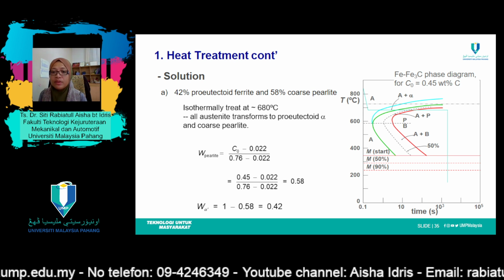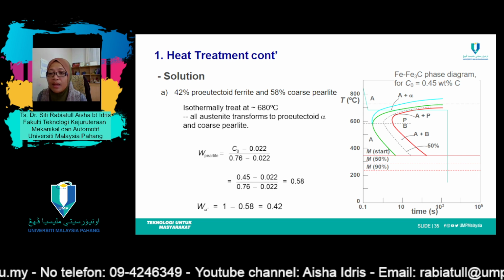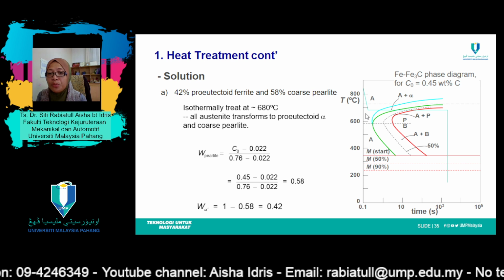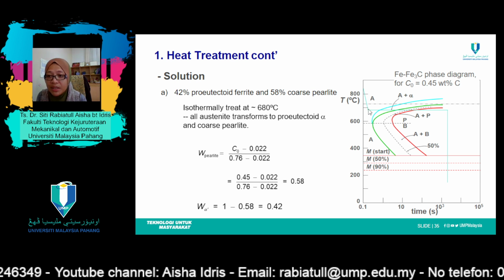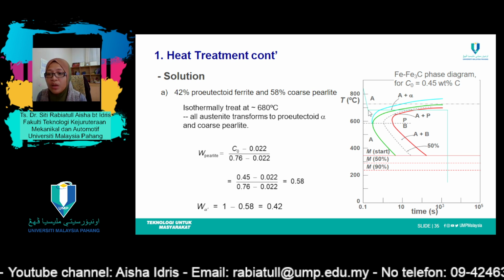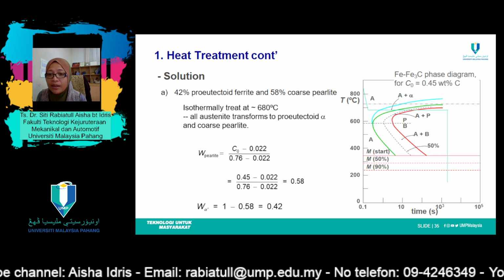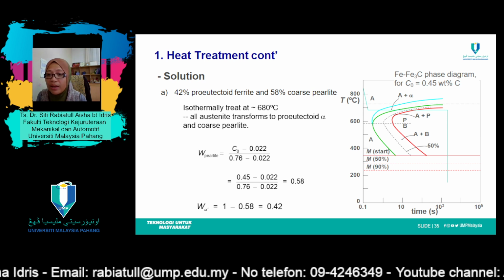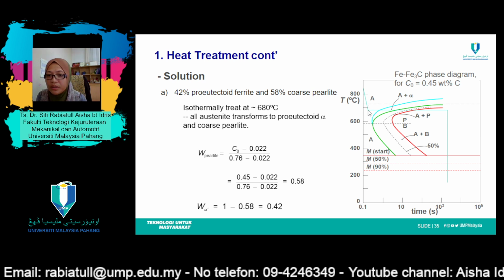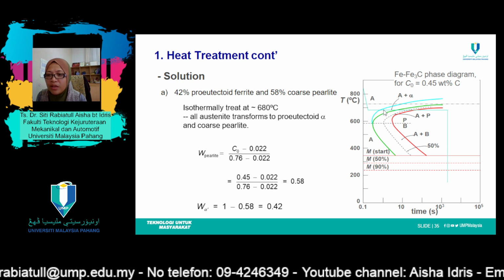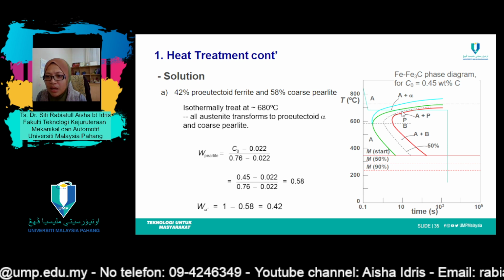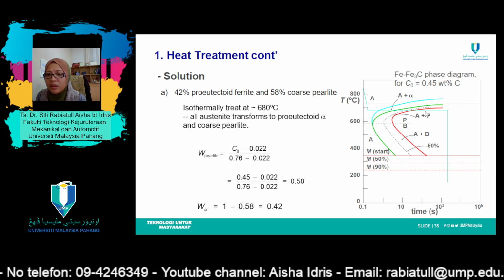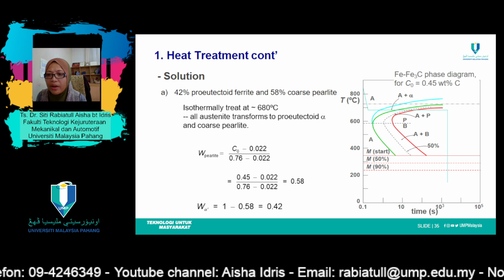So from there, we know that the specimen can be isothermally treated below the austenite temperature, which is 680 degrees C over here, because we want to produce coarse pearlite and pro-eutectoid ferrite. So cool it to here and hold the temperature until it reaches this point, which is alpha ferrite, pro-eutectoid ferrite and coarse pearlite.